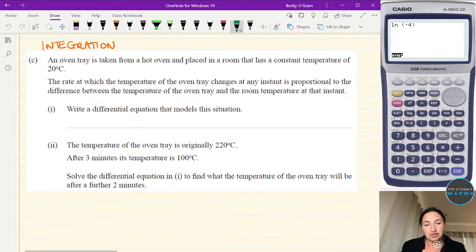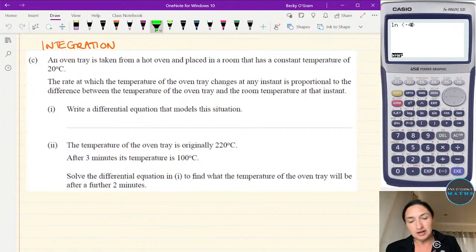Okay, on to integration. So this one, we've got quite a bit of information here. So I'm going to take a highlighter, which you should take into the exam and use as you go through the questions. It's a really good way of getting your brain to notice the important stuff as you go through. So let's start with this: a hot oven tray is taken from the oven and placed in a room. Now the room has an ambient temperature of 20 degrees.